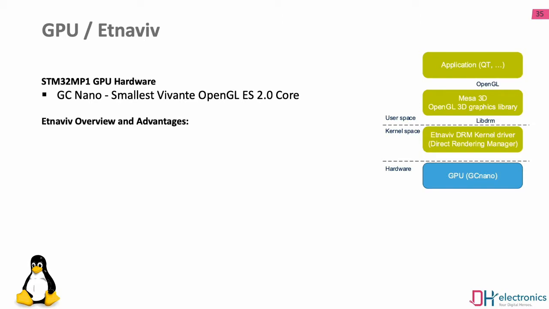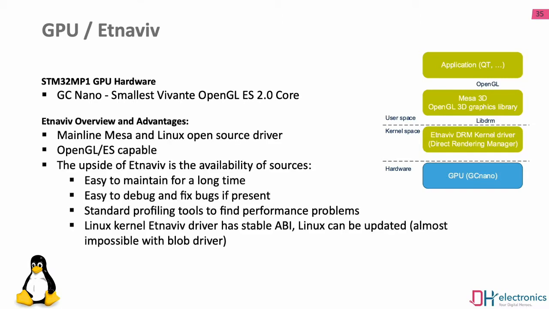The reasons why we are spending such efforts on the Etnaviv project are listed on this slide. So let's start with the main reason. Etnaviv is, compared to the original Vivante driver, an open source driver. Therefore, it is easy to maintain the driver over time. Next to this, it is easy to debug the driver and fix bugs if some are present. And you can also use standard Linux profiling tools to find performance issues. And last but not least, with libdrm, the Etnaviv has a stable user space API. So it is easy to update your operating system to a newer kernel version.